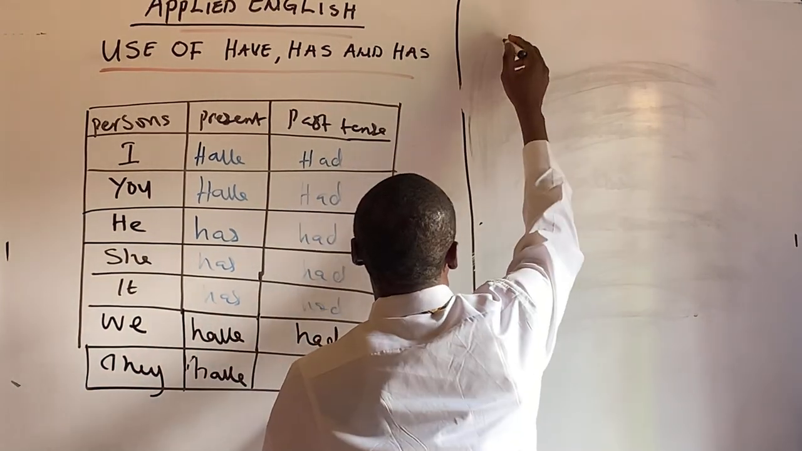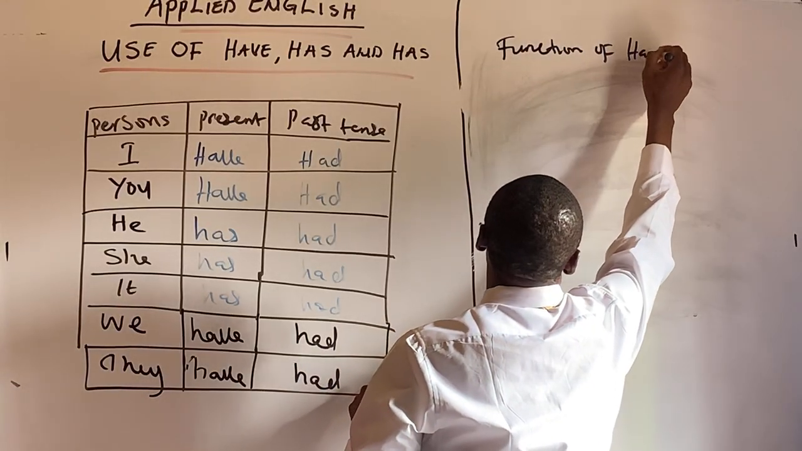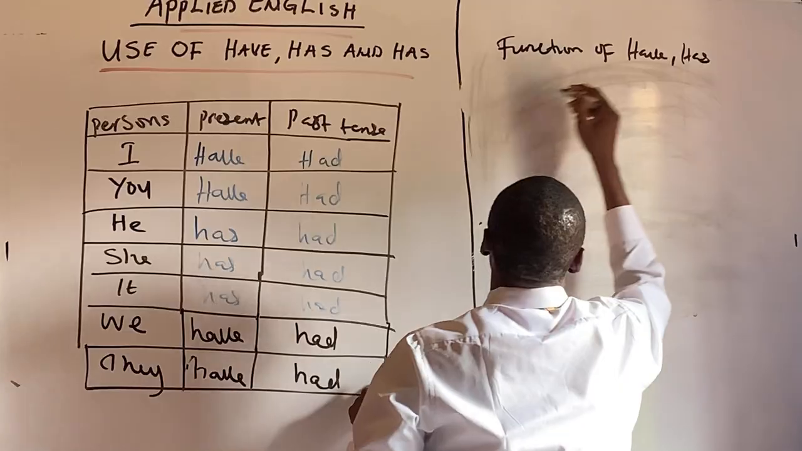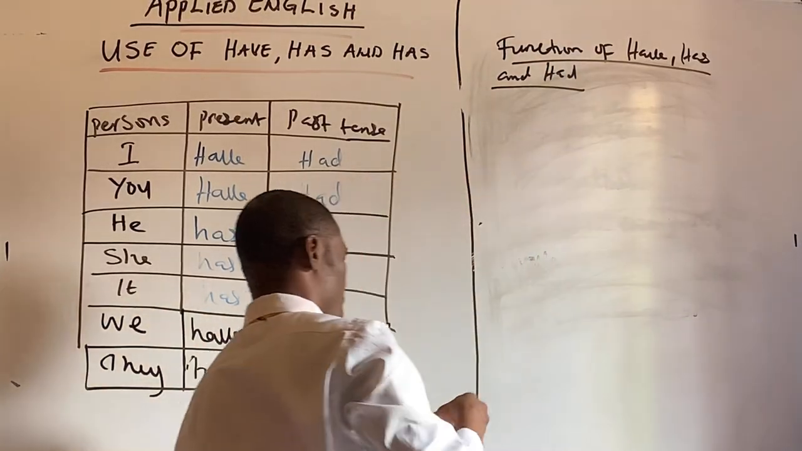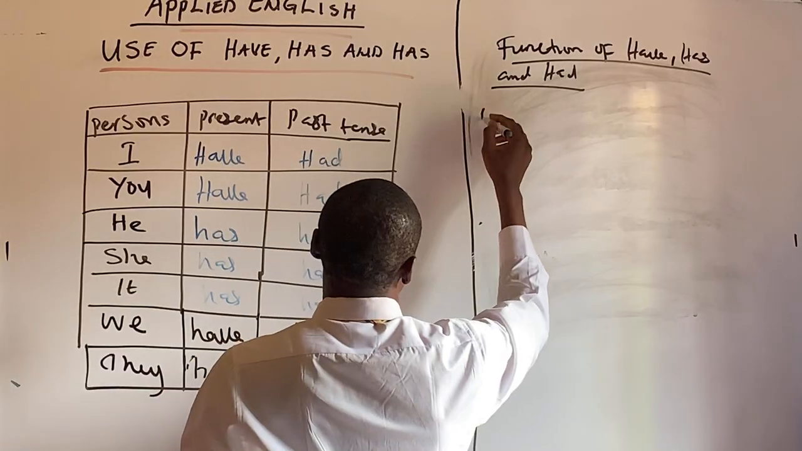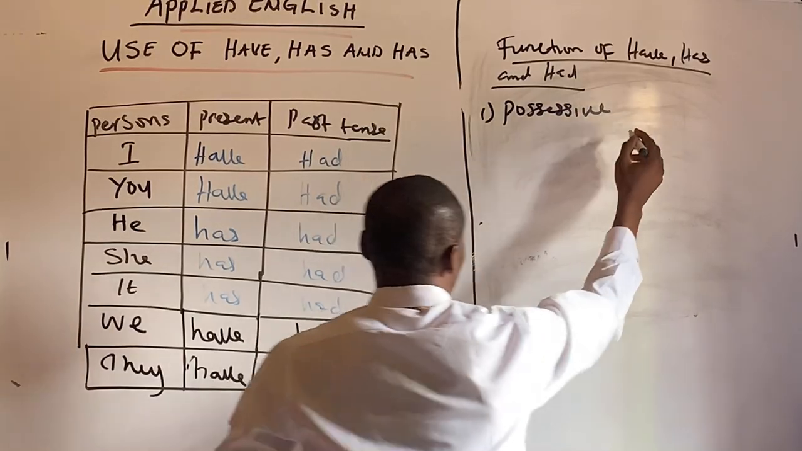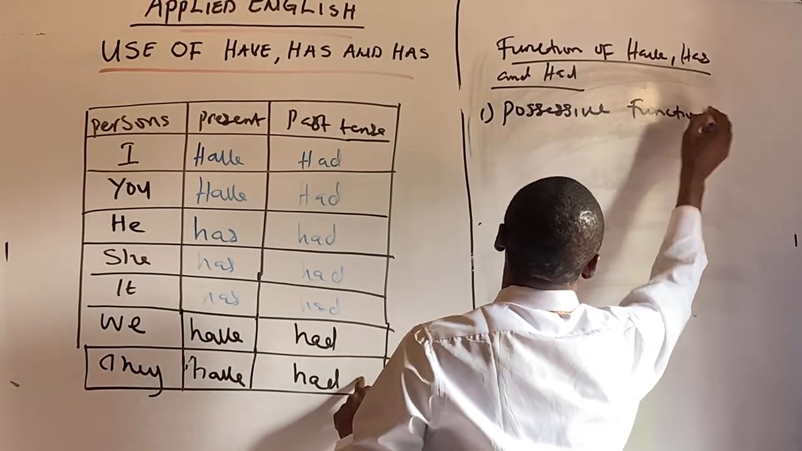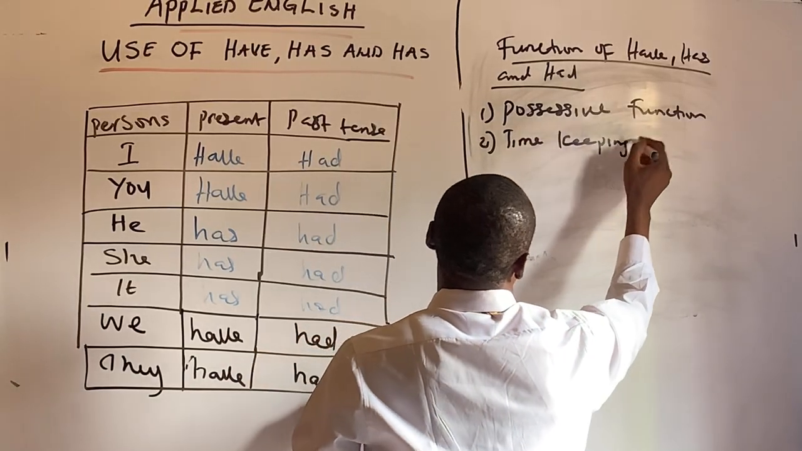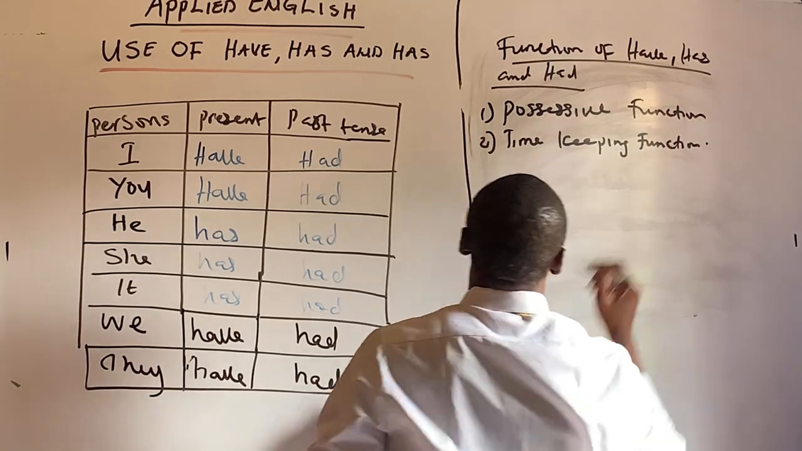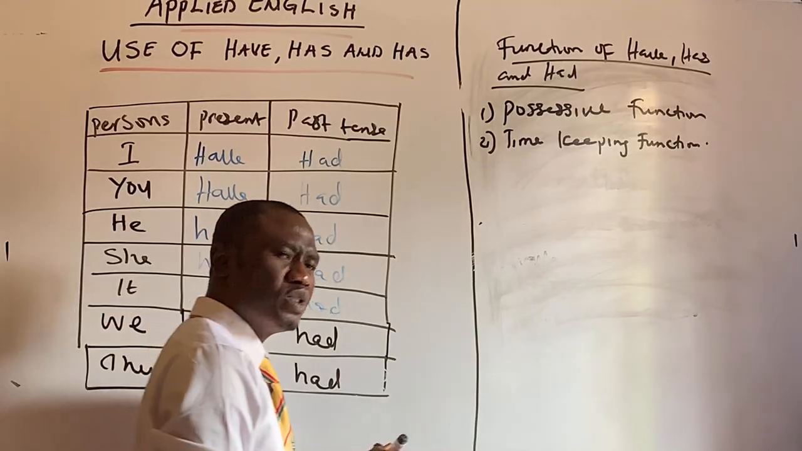One is the function of have, has, and had. Number one, we have the possessive function. Number two, we have the timekeeping function. Okay, let's pay attention to the first one. What's the first one? Possessive function. So let's put it down on the board.